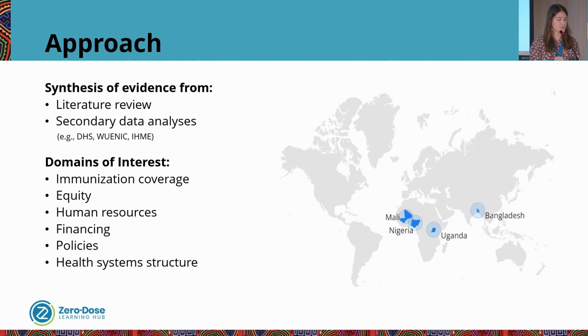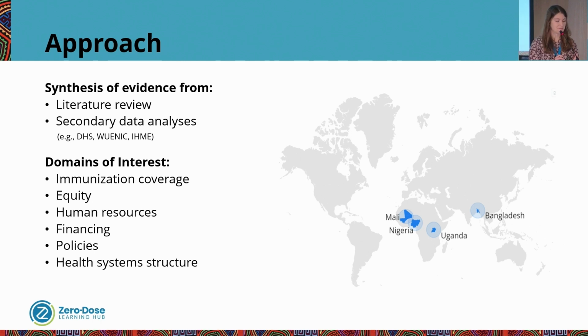So in order to pull evidence for these landscapes, we conducted literature reviews and secondary data analyses. For the literature reviews, we searched basically anything we could get our hands on. That included peer-reviewed literature, as well as gray literature, resources from ministry and partner websites, government resources, stakeholder websites, existing Gavi reviews and analyses, just anything that we could use to get a better sense of the immunization context.